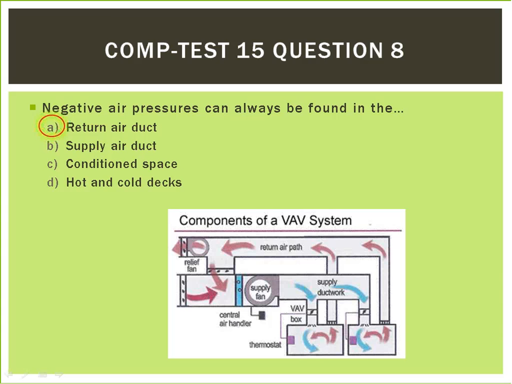Answer B is not correct because supply air ducts are pressurized from being downstream of the air mover or fan. Answer C is not correct because conditioned space can be either negative or positive based on the system balance, and answer D is not correct because hot and cold decks refer to the delivery system for hot and cold air to a space.